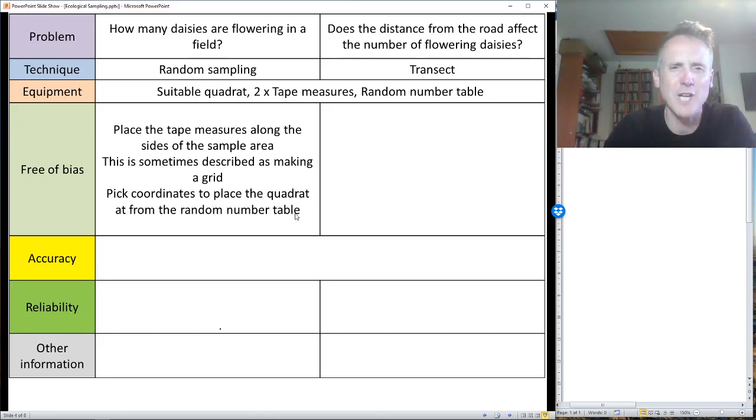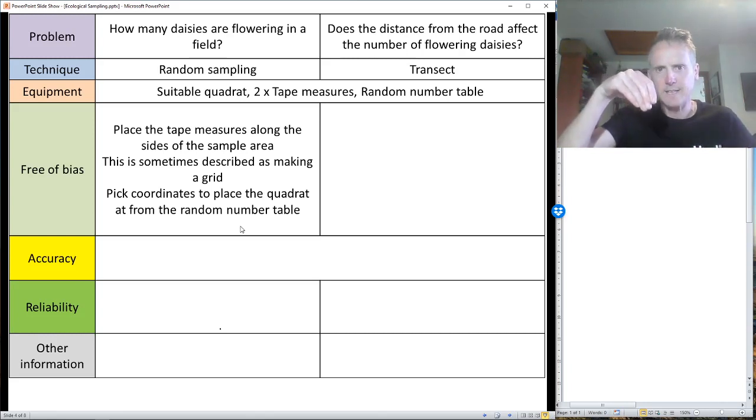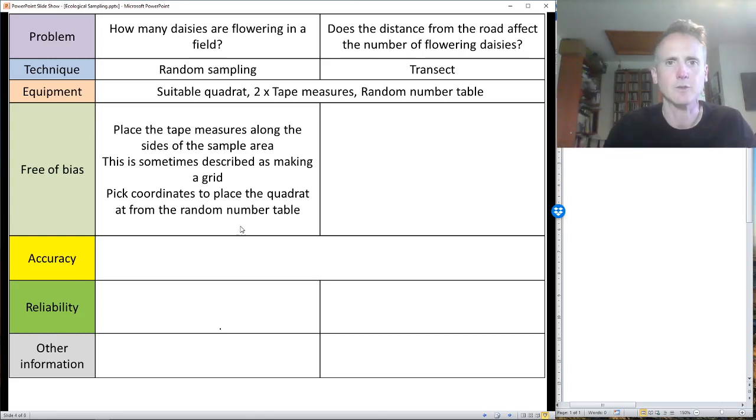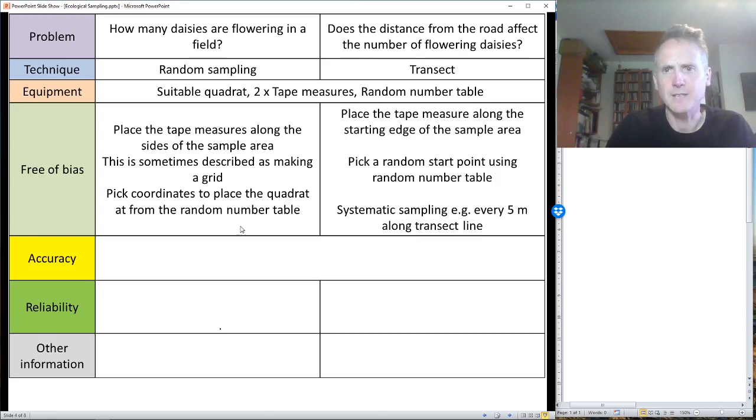Avoid saying random number generator. Ecologists, you're in a field, you haven't got your computer, you have a little booklet of random numbers that you pull out of your top pocket in your kagool, and then you look up where you're going to sample. So it might say 7, 8, I go 7 meters along and 8 meters up, and that's where I place my quadrat, at those coordinates. For a transect, this is where you place a tape measure along the starting edge of the sample area.